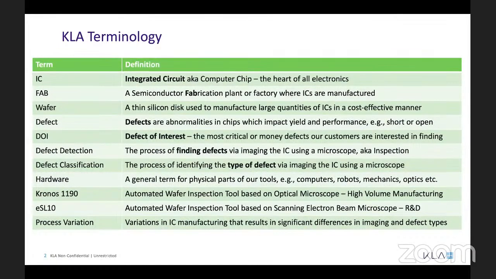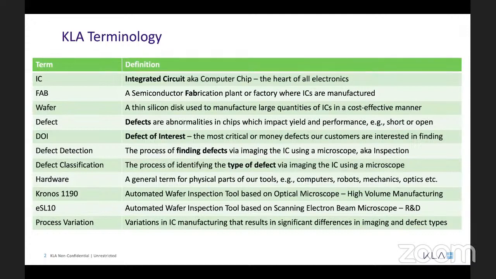Now, the process of finding these defects is what we call defect detection, or also another term for that is inspection. We image the chips under some type of microscope and then apply some algorithm to find those defects. Defect classification is the process of identifying the type of defect, whether it's a short or an open. So you have to find it and then you classify it.